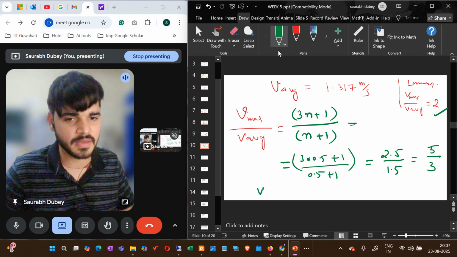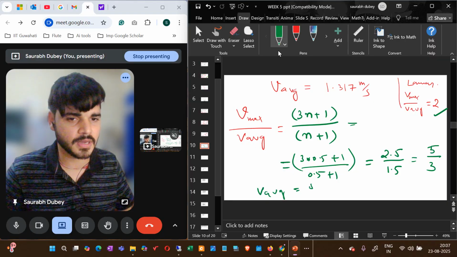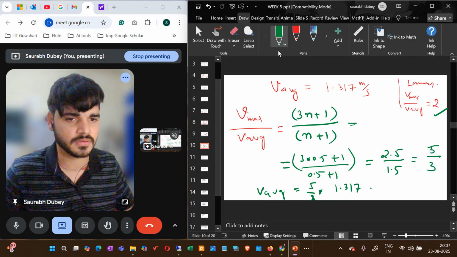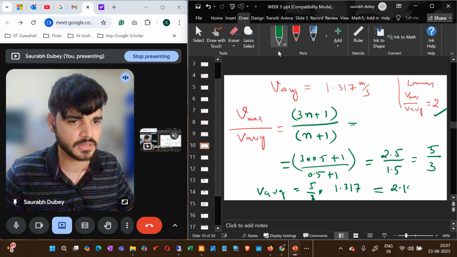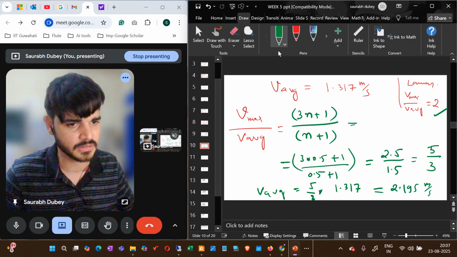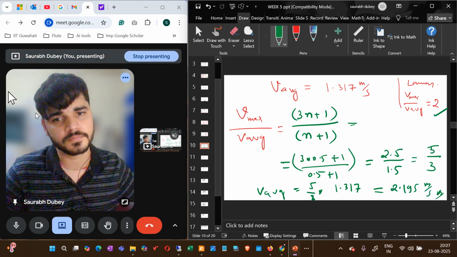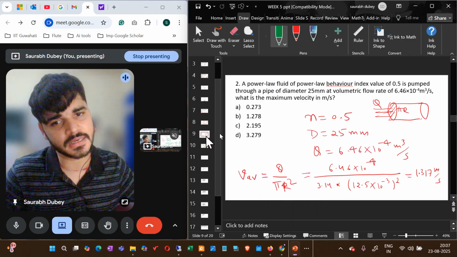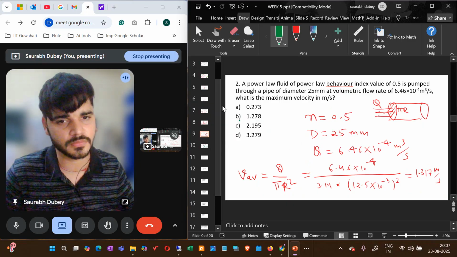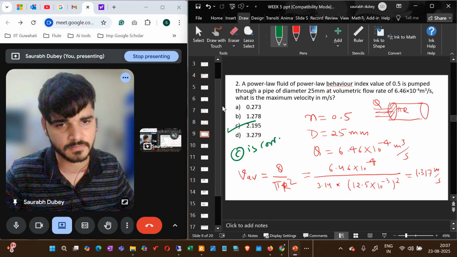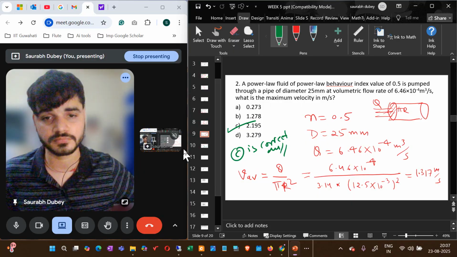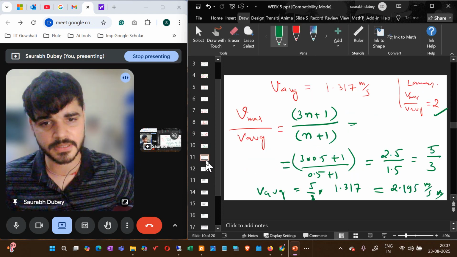So now V max equals 5 by 3 multiplied by 1.317. So it is coming out to be 2.195 meter per second, right? So the option that is there is this one, 2.195. C is correct. C is correct. Answer. Okay, so this is it for this particular question.